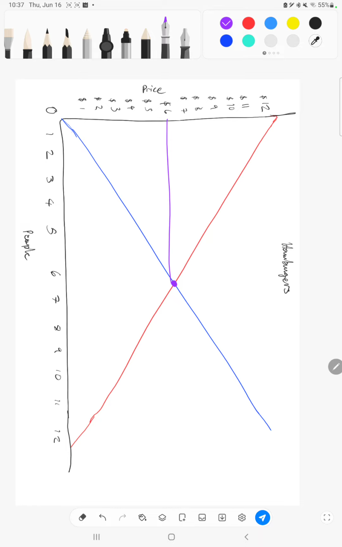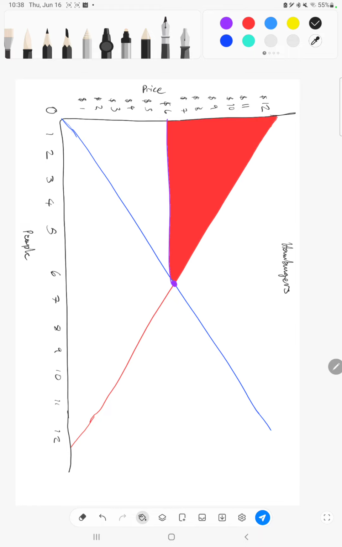So now that we know it's worth $6, we want to talk about how happy people are, and so we're going to talk about the consumer surplus first. Consumer surplus is basically the area of how happy people are, and that's going to be below the demand curve and above the price level, which is $6. And that's the area right there.